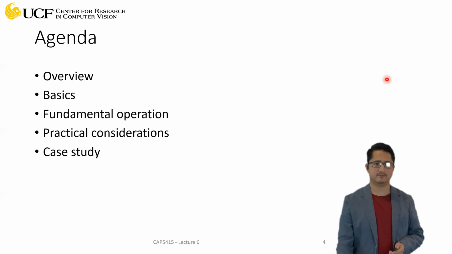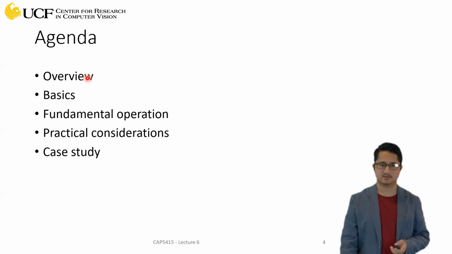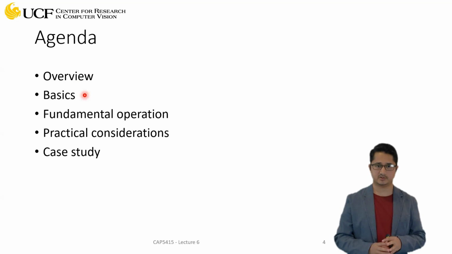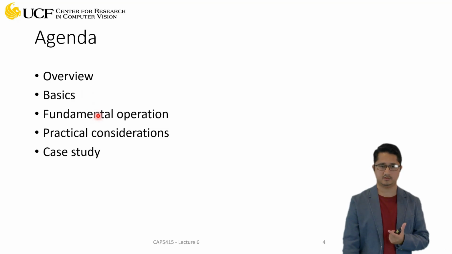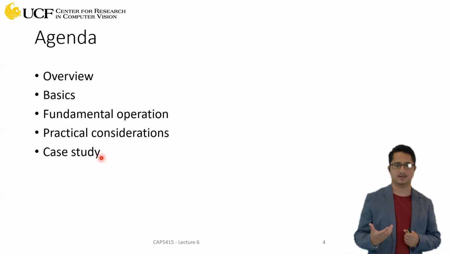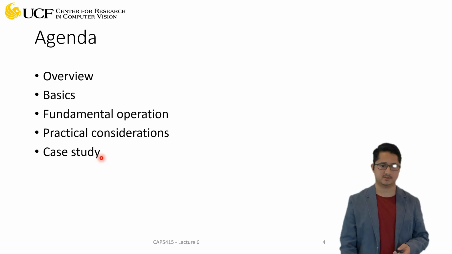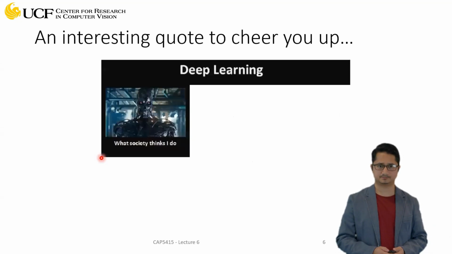In the agenda, first we will talk about an overview to give you some high-level idea of where these CNNs are used. Then we'll go through some of the basics which we have already covered in past lectures, but which are relevant to this topic. Then we will directly jump into the fundamental operation, the convolution operation, or you can say correlation operation. Then some practical considerations, things you should be aware of when you're designing a neural network. And finally, a case study where we'll take a well-known CNN architecture and try to understand how it works and what the different components are. So let's start with the first segment, which is the overview of CNNs.